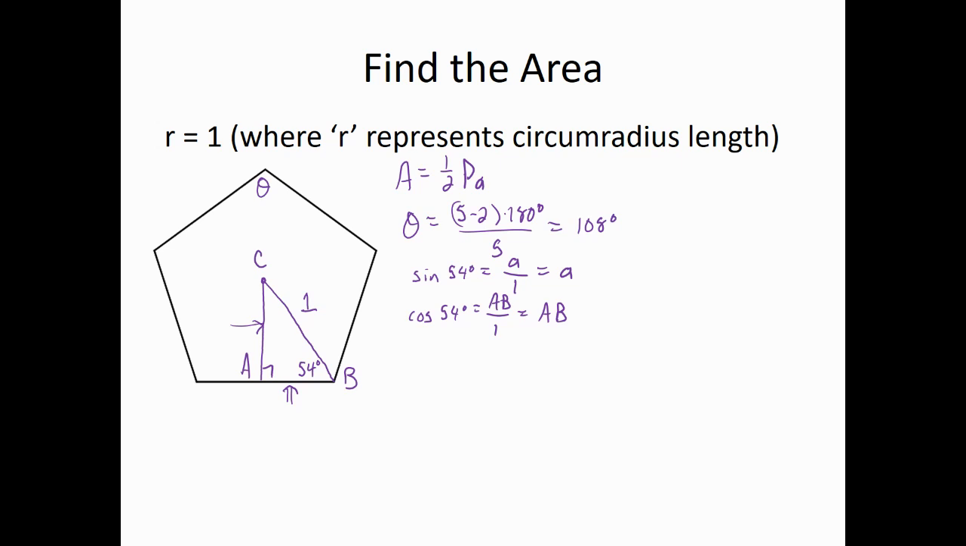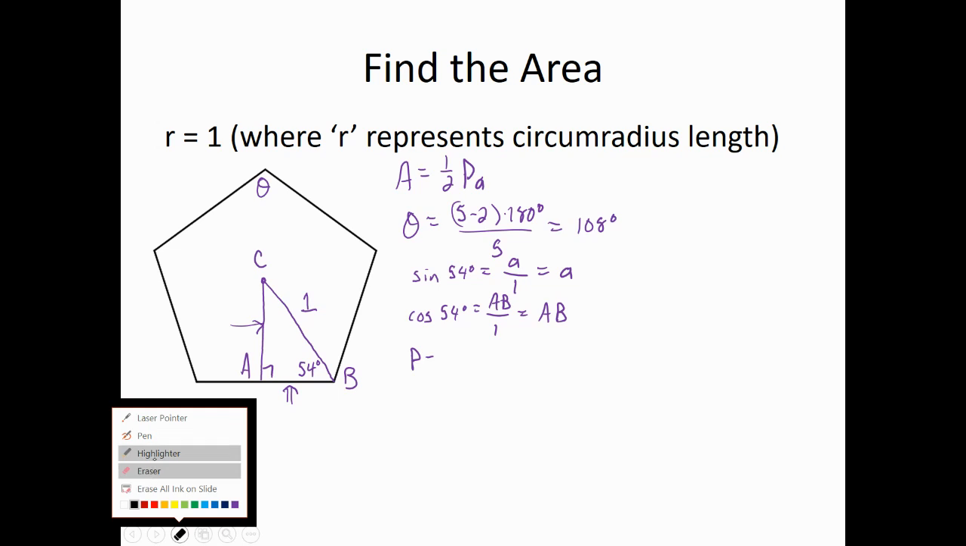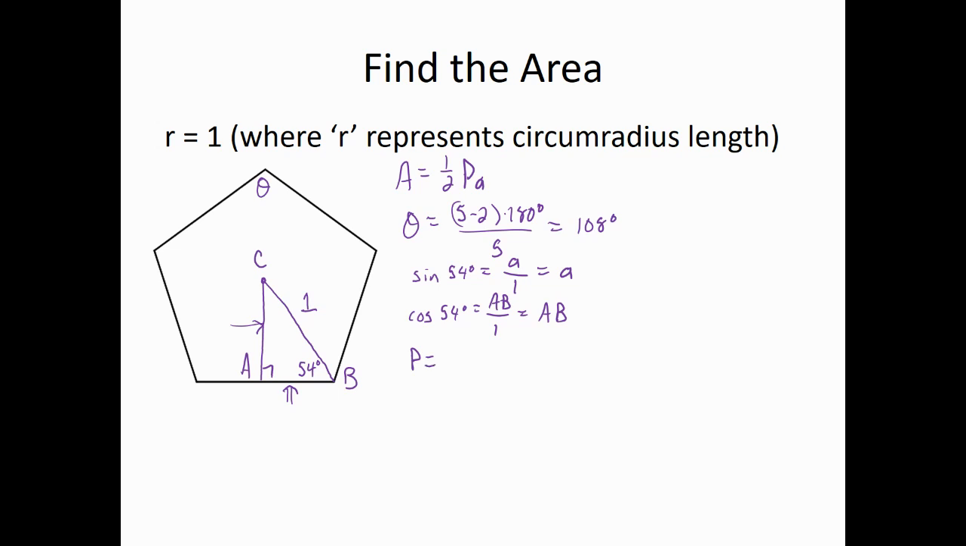And then we can now get the perimeter because what do we do to get the perimeter, given that we know AB? Well, we have to double it, and then we have to multiply it by 5. We double it to get one side length, but we have 5 total sides, so we double and then multiply by 5, which means we really multiply by 10. So P is 10 times AB, which will be 10 times the cosine of 54 degrees.